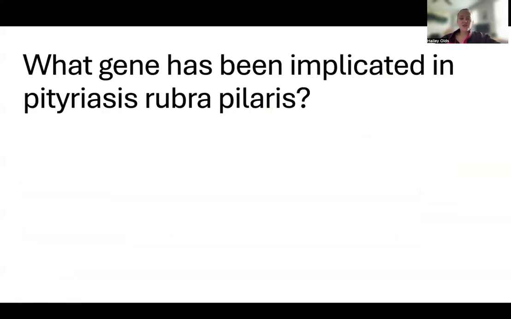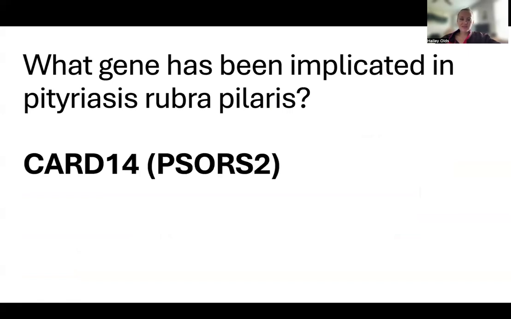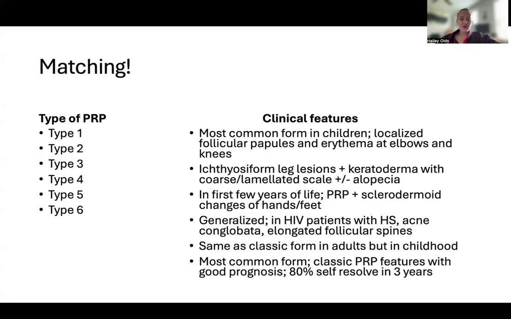Perfect. What gene has been implicated in PRP? This is CARD14 or SORS2. If you've heard of the CARD14 papulosquamous eruption in kids or CAPE, that has a PRP kind of rash, and that's associated with CARD14. Okay, so now we're going to match the different types of PRP to their clinical features. This is hard, and I always forget these.